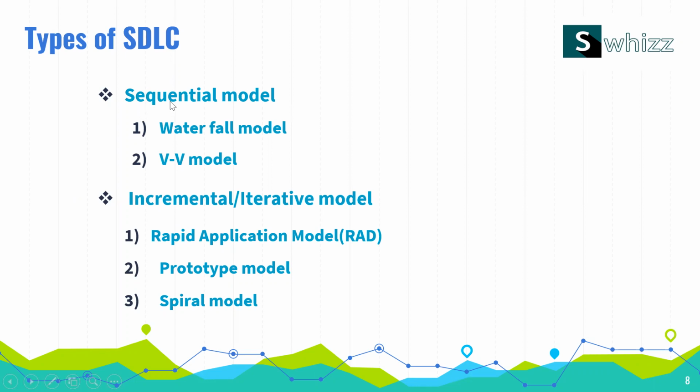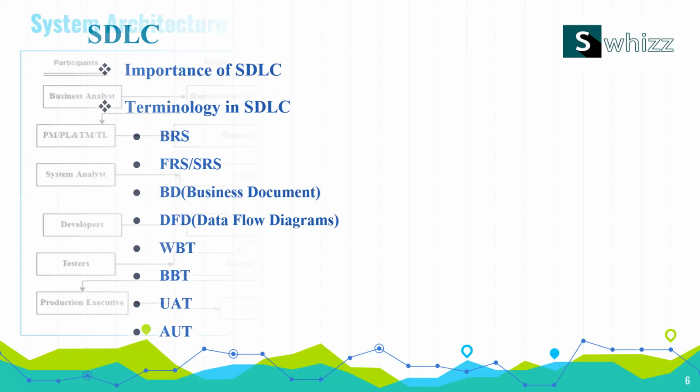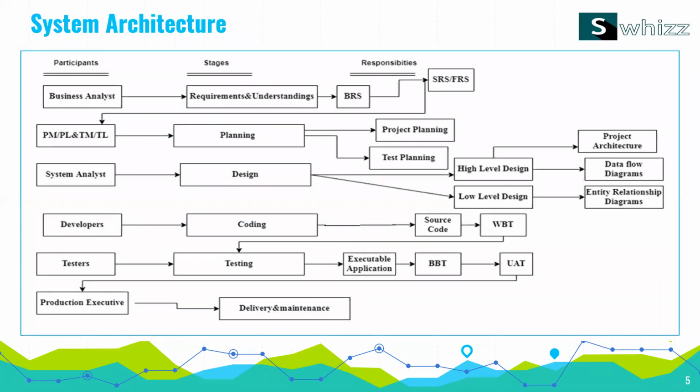So the name itself, sequential model, means in a sequence we have to develop the software. Of course, developing the software means we have to follow the different phases, from the requirements to the delivery phase. Every phase we have to follow.